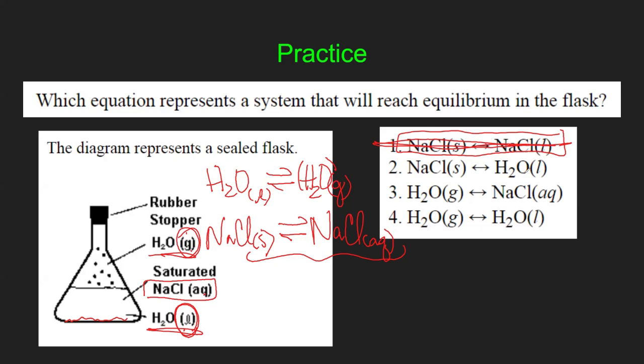Here, this equation doesn't even make any sense. Did the salt turn into water? No, it doesn't make any sense. Same thing here, doesn't make any sense, right? In an equation of a physical change, the same thing has to be on both sides of the equation. That's not even a valid chemical equation because it doesn't have the same reactants and products on both sides of the equation. All right, that leaves us the last one, the equilibrium between gaseous water and liquid water. So water vapor and water as a liquid.